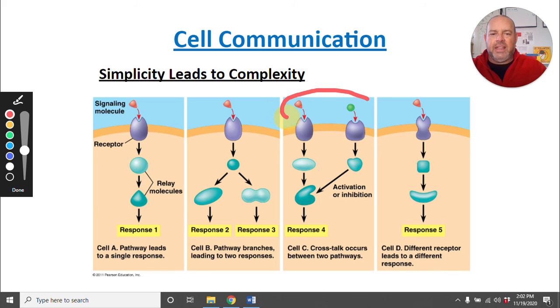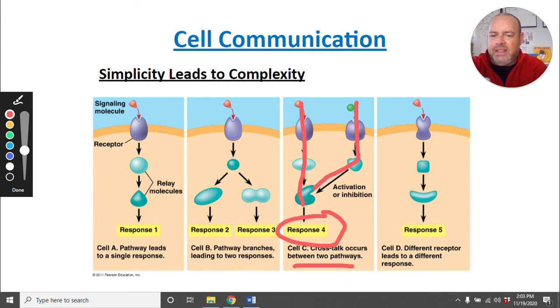It can also happen like this, where it takes two signals to generate one response. Well, why would that be? We call this crosstalk. Crosstalk occurs between two pathways. So it takes both of these pathways to make this one cellular response happen. And the way I kind of relate this is like a submarine, like a nuclear sub. If you've watched movies where they do that and they want to launch a nuclear sub, is there just one key for that?